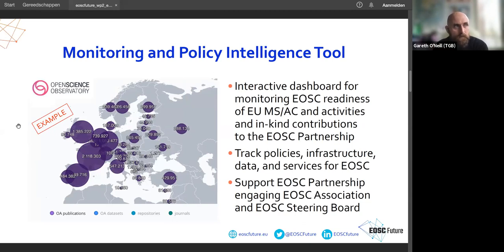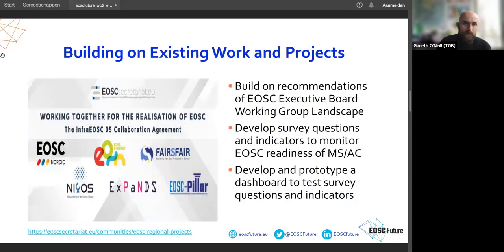There's the back office, for the collection of the data and the selection of the data and the validation of the data. And then there is the front office, so the interface for the public who can look and see how EOSC is developing across the different layers, which I'll come back to. And a key tenet here is that we're supporting the activities of the EOSC Association and also the EOSC Steering Board, and by extension, thus the EOSC Partnership.